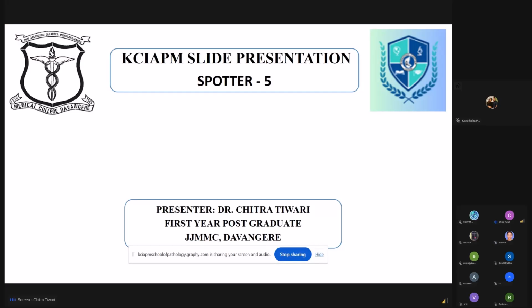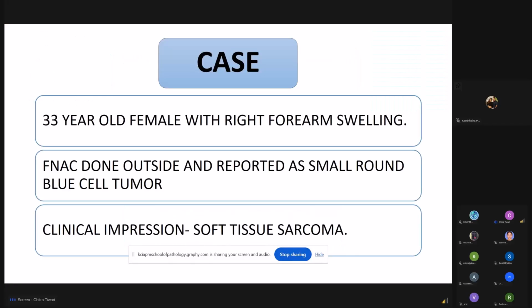Good afternoon, everyone. I have got the spotter 5. The case is a 33-year-old female with right forearm swelling. FNAC done outside was reported as small round blue cell tumor. Clinical impression given was soft tissue sarcoma.